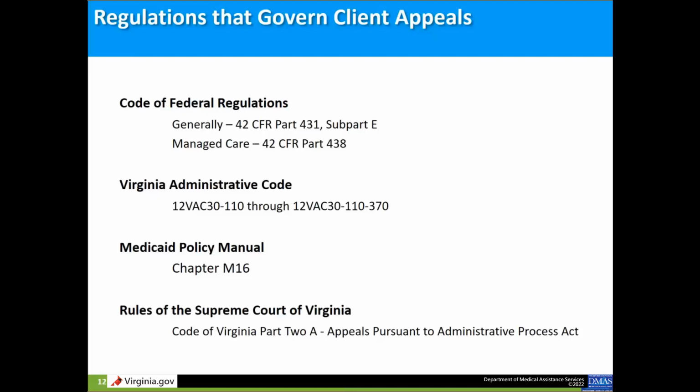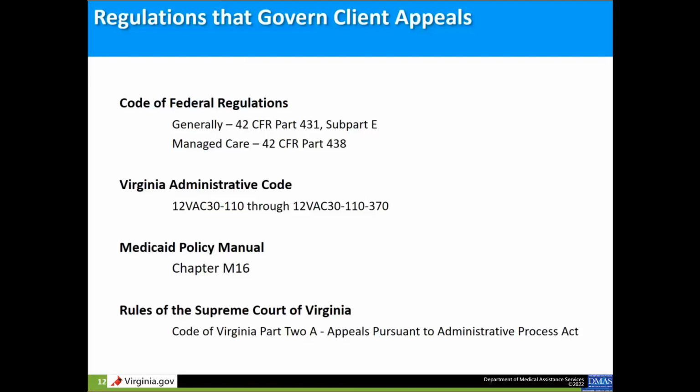Further, the Virginia Administrative Code distills the core principles contained within the CFR to provide more detailed guidance regarding how Virginia's state fair hearing process works, and Chapter M16 of the Medicaid Policy Manual provides specific details about how the DMAS Appeals Division operates and outlines the expectations for clients and agency staff when dealing with the Appeals Division.